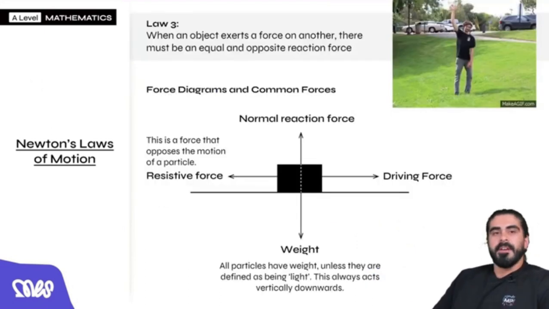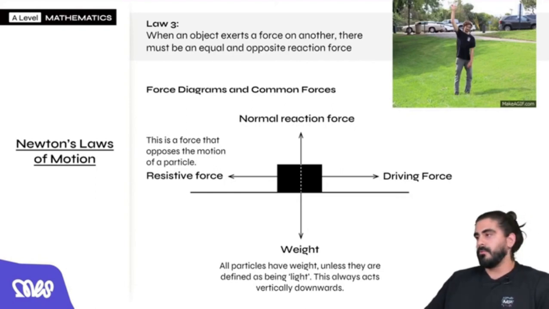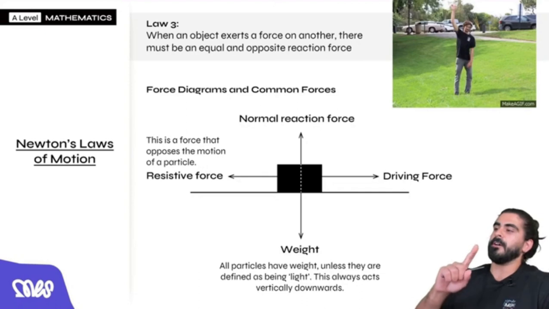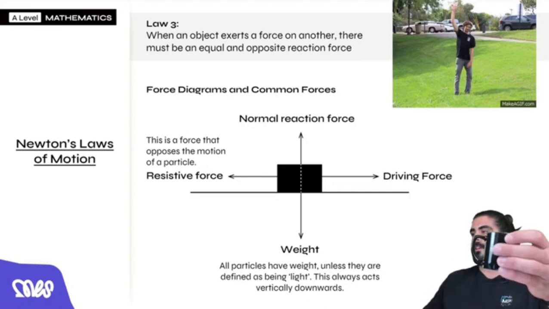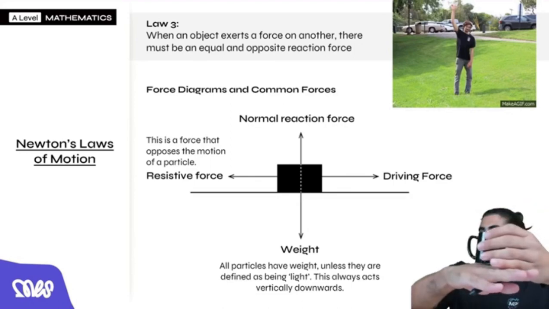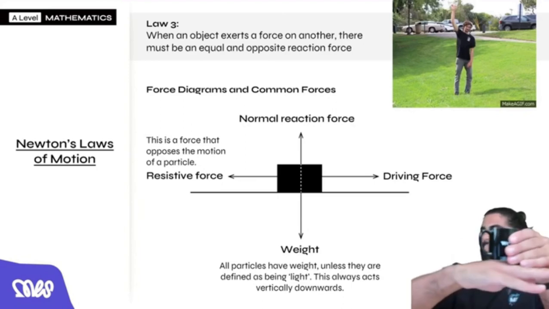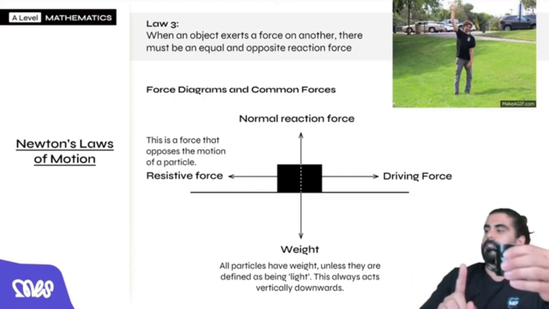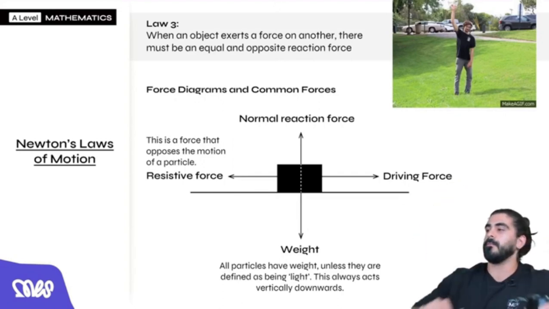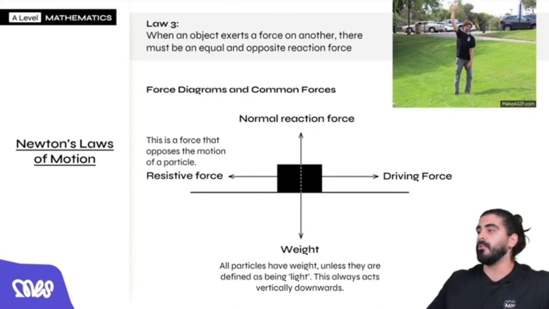The last one is when an object exerts a force on another, there must be an equal and opposite reaction force. Now, there's a few things you can do for this. One, I'm going to tell you, but I don't recommend you do it. But I've got my little coffee mug here. If you put it on the table, you can see the coffee mug is not going anywhere because my hand is exerting a force upwards, which is equal to the force pointing downwards. Otherwise, it would go through my hand.